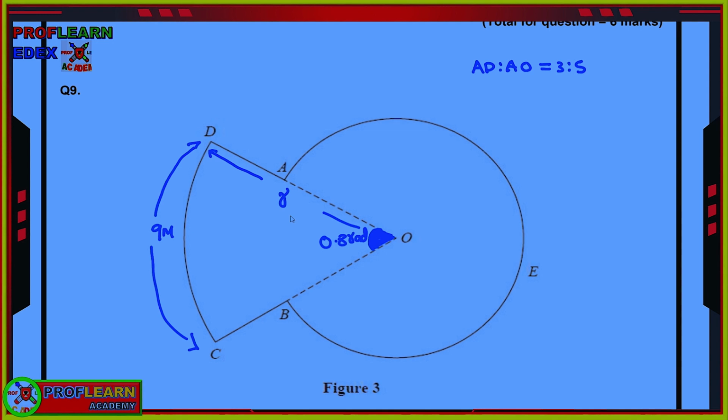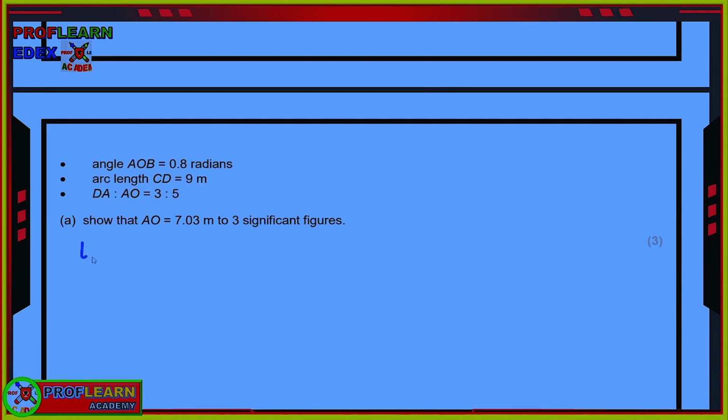So if we use that, we can work out the radius. And arc length, remember, is r theta. This is a very important formula that you have to know. Arc length is r theta, and area of a sector is a half r squared theta. Area of a triangle is a half ab sine theta. So those basic formulas, make sure you remember them, please, as you are going to sit for that exam.